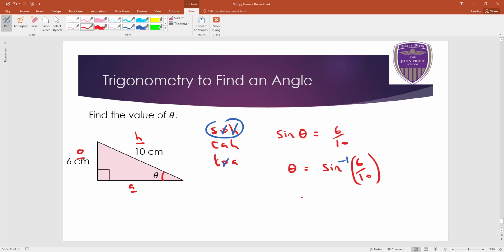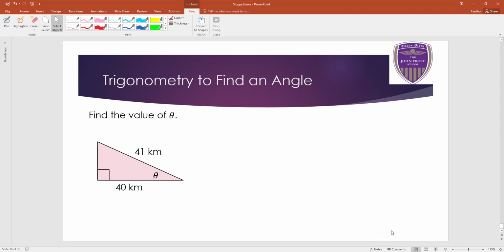To find an angle, you take the inverse sine, or the inverse cos, or the inverse tan, the inverse function. So the inverse sine of 6/10 on my calculator will give me an angle of 36.87 degrees to 2 decimal places. Okay, that's that one done. Next one, pause the video, have a go, come back when you're ready.